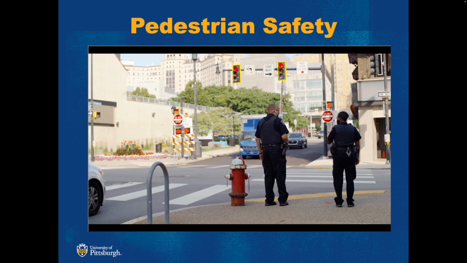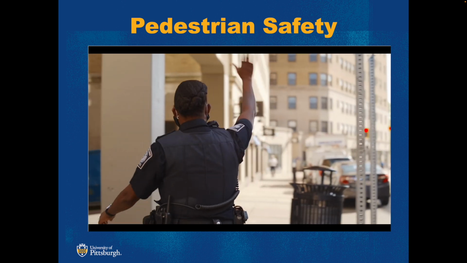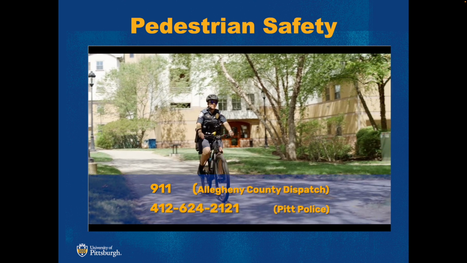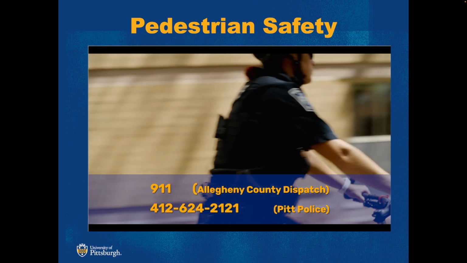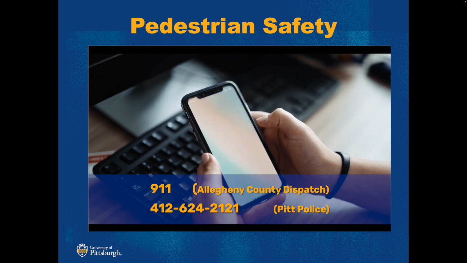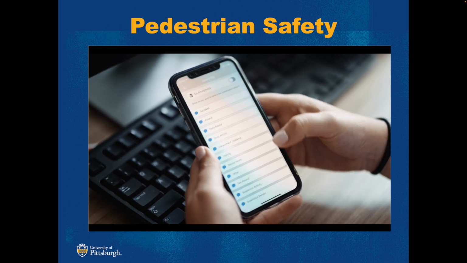As the university's pedestrian safety coordinator, I am part of a team that is dedicated to traffic and pedestrian safety. However, Pitt Police needs your help in reporting concerns. You can always call 911 or 412-624-2121 in case of emergency. When you download the Rave Guardian app, you can choose to report a traffic concern.